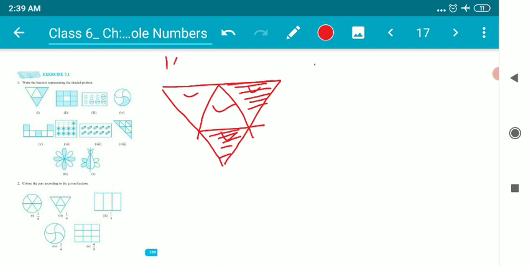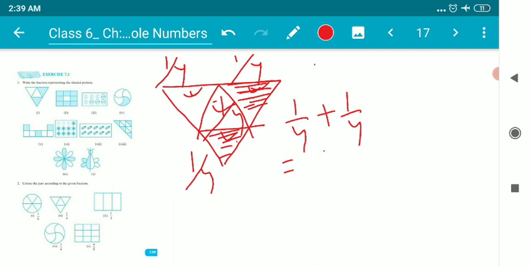Children, let us write all the broken parts first. 1 by 4, 1 by 4, 1 by 4, and 1 by 4. All four pieces are 1 by 4 individually. Two parts are shaded, which means 1 by 4 plus 1 by 4. It is 2 by 4. That means 2 by 4 part of this figure is shaded.